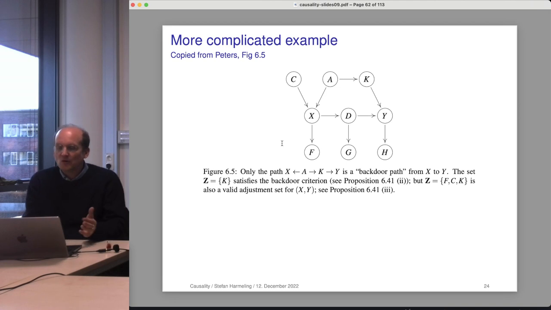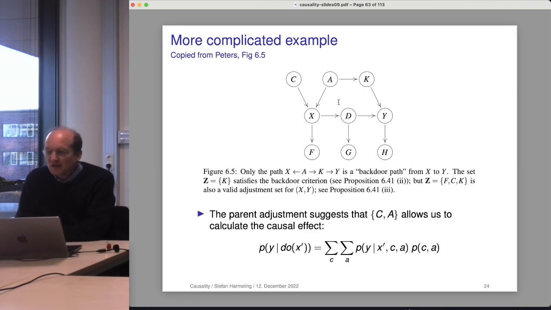Okay, here's a more complicated example. So this is again from Peters. So suppose now, forget about the caption for now. We want to calculate the causal effect of x on y. Okay, and we know now that from the parent adjustment formula, we can just condition on the parents and multiply with the joint probability of the parents, which is in this case C and A. And so in this complicated situation, to calculate the causal effect from X to Y, all we have to observe is C, A, X, and Y. That's it. The rest is irrelevant to calculate the causal effect, right?